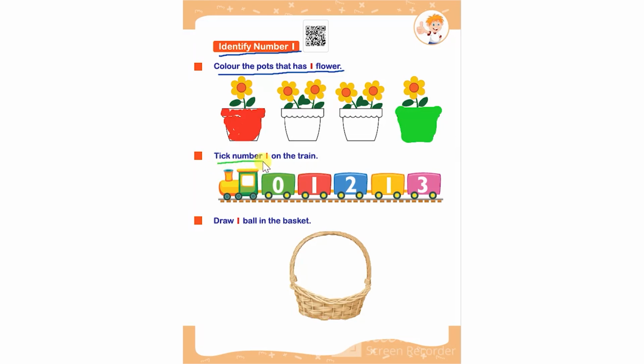Then tick number 1 on the train. So this is number 1 and over here as well. Draw 1 ball in the basket. So over here the child has to draw 1 ball in the basket.